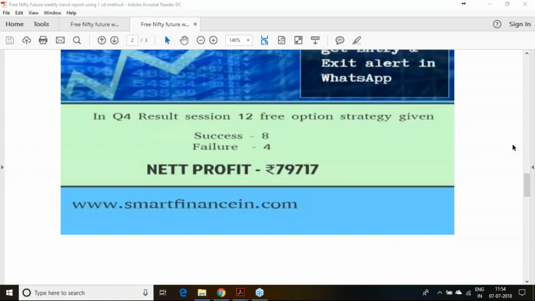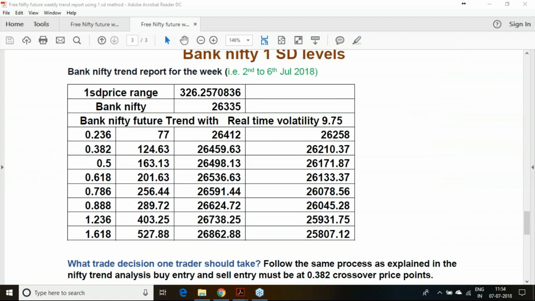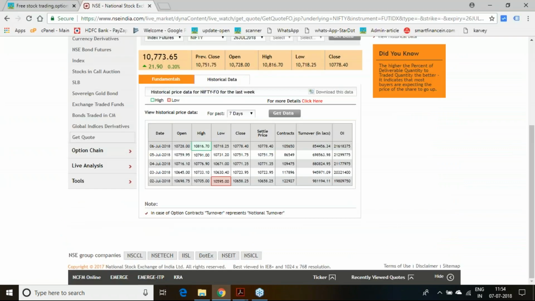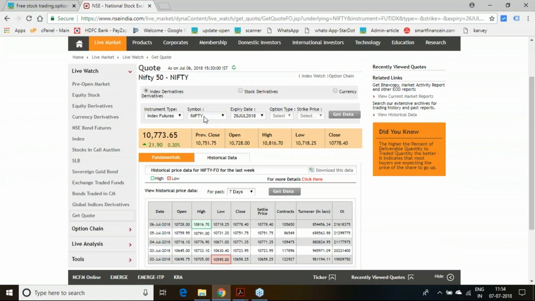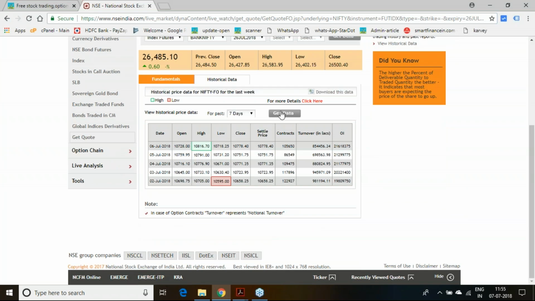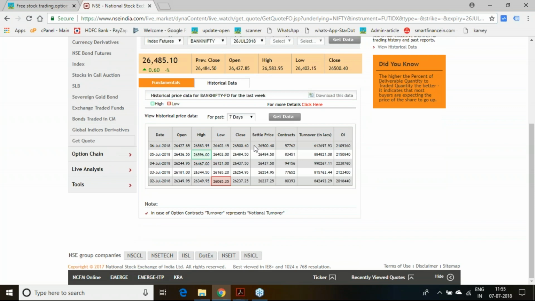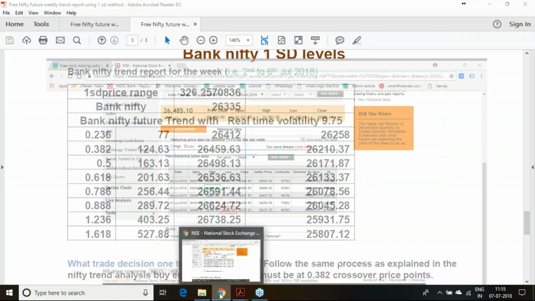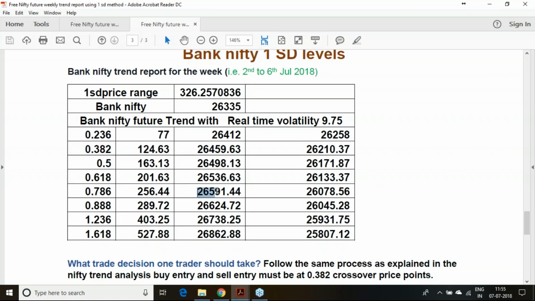Coming to Bank Nifty, what have we achieved? This is what we calculated. Let me go to Bank Nifty and see how much you have achieved. This is the last week we have given, and if I go to Bank Nifty's trailing week, 26,065 on Monday and 26,596 on Thursday. You have achieved 26,596 here, and 26,065 in the downtrend.